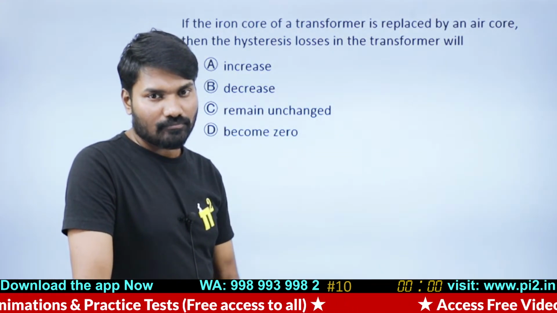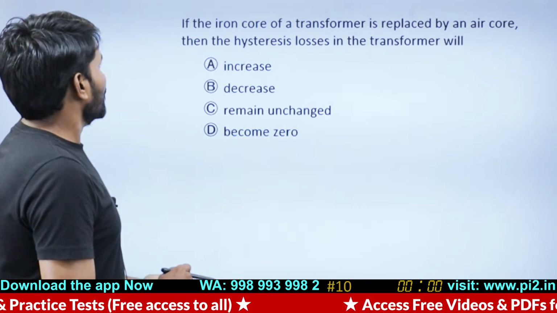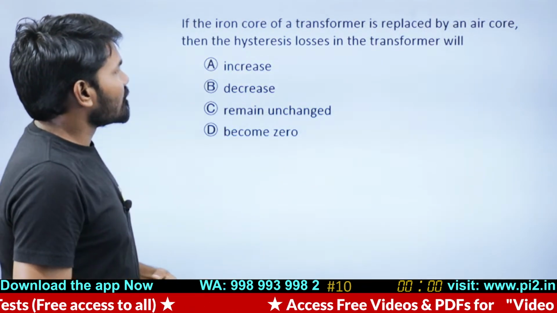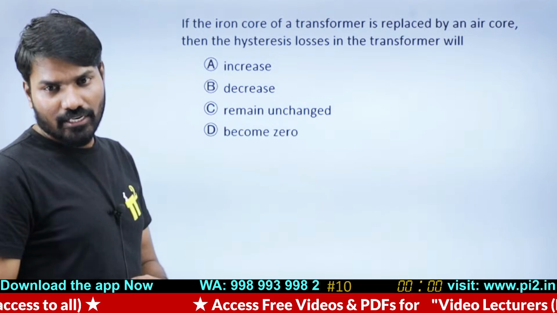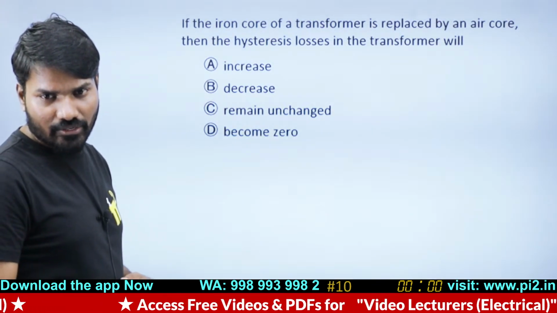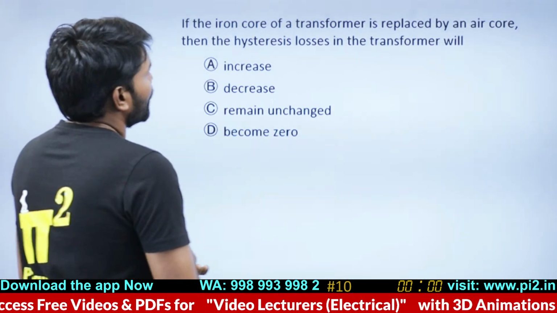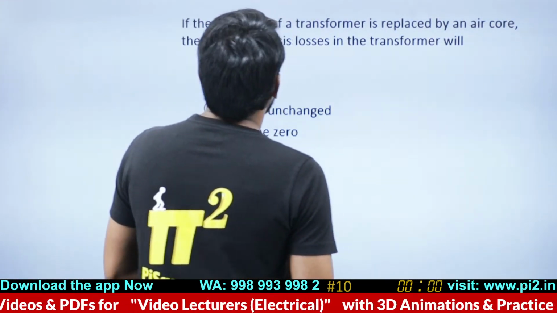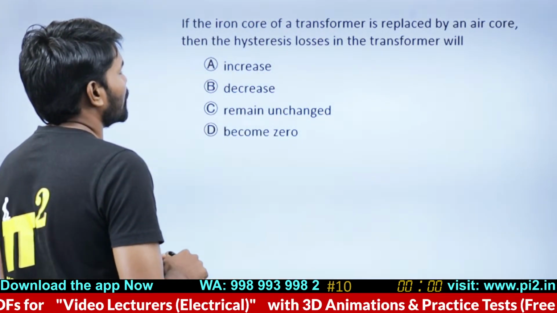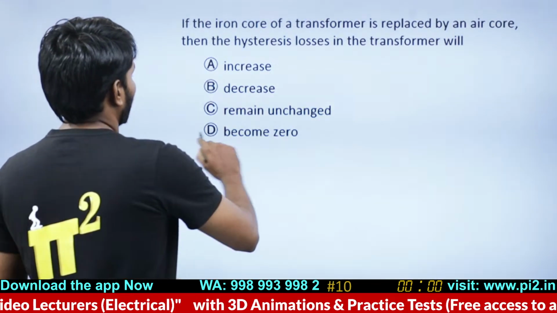Time's up. If the iron core of a transformer is replaced by an air core, answer C, D, D, C, D, D. Okay, got almost all answers in chat. By an air core, then the hysteresis losses will become 0.